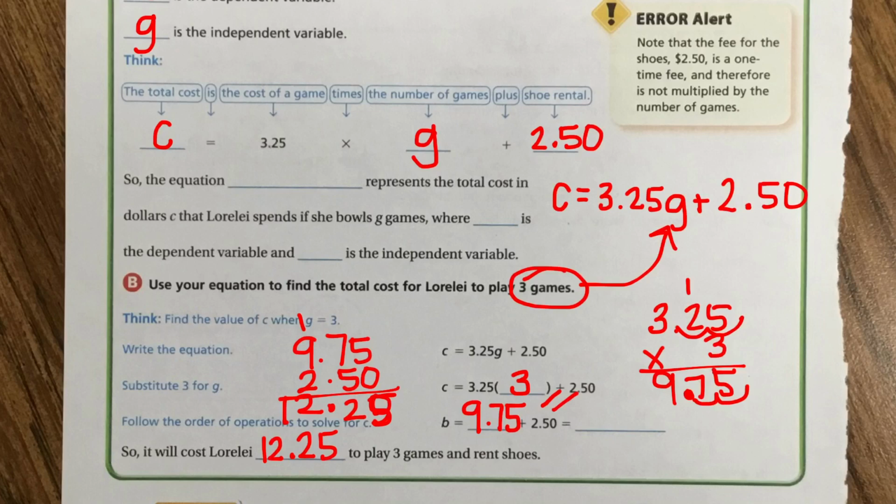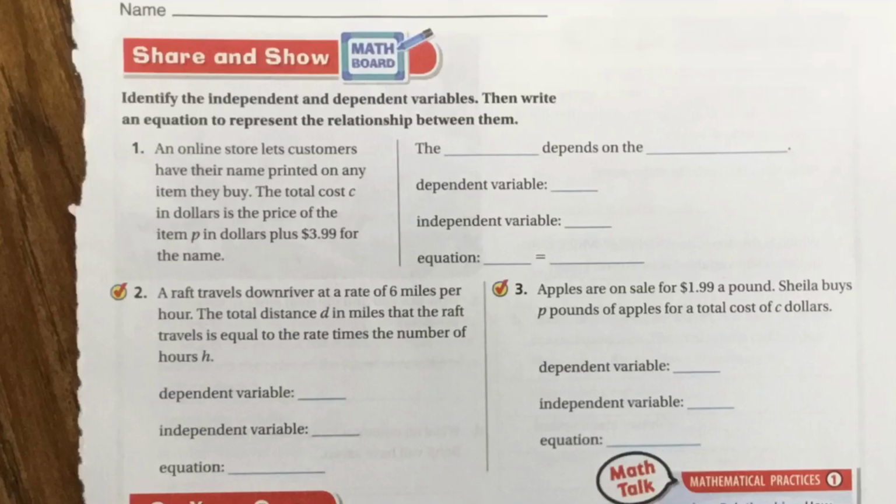Well, I had it wrong. You had it right. Okay, there you go. So $12.25 to play 3 games and rent shoes. Right, ready? Read number 1.